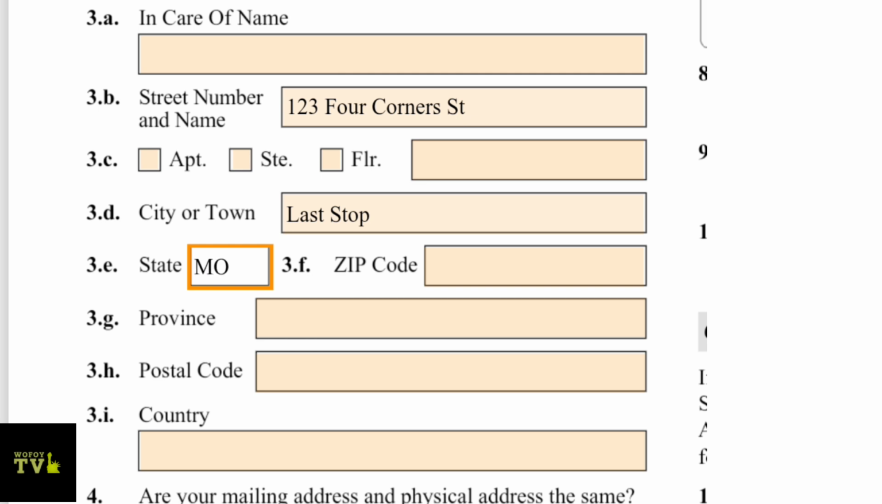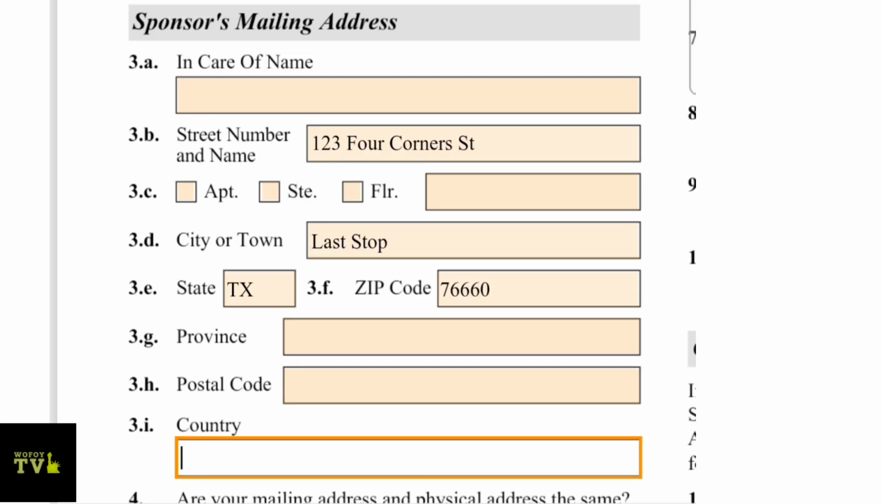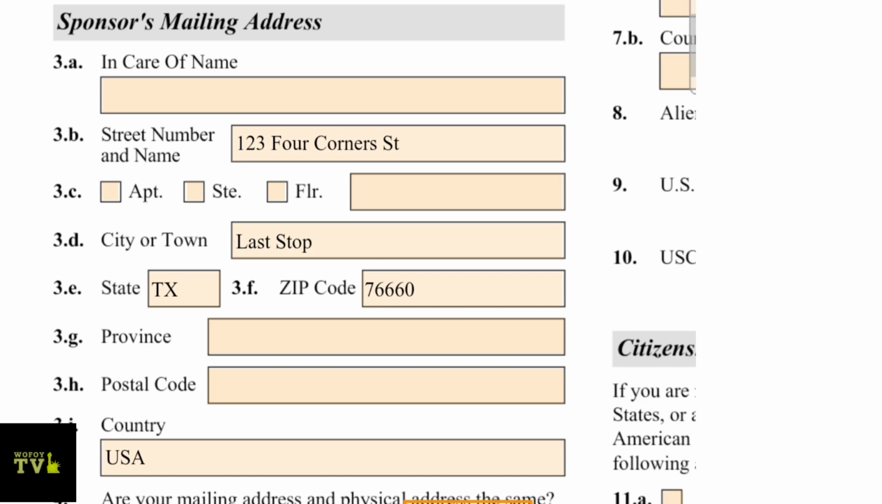Okay, I'm going to put my state. If the person is in the United States or Canada, of course this is applicable. They have states and they have zip codes. So I put this information there. We don't have a province, and we don't have a postal code, so for the country I just put USA. Or you can write United States of America, whatever works for you.